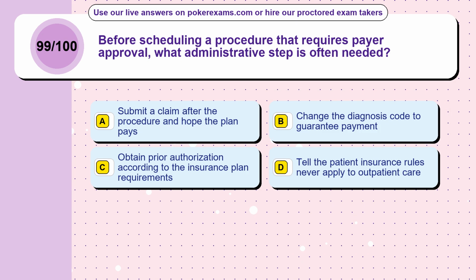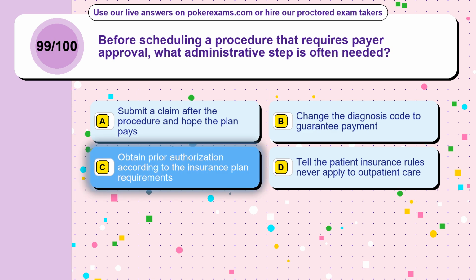Question 99. Before scheduling a procedure that requires payer approval, what administrative step is often needed? Option A. Submit a claim after the procedure and hope the plan pays. Option B. Change the diagnosis code to guarantee payment. Option C. Obtain prior authorization according to the insurance plan requirements. Option D. Tell the patient insurance rules never apply to outpatient care.